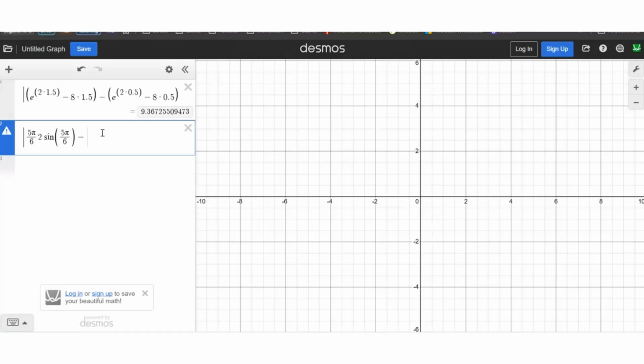Minus. That should have been plus. Yes, it is, because of the equation. Okay, yes. Minus, no, it's not 5 pi, it's pi over 6. Plus 2 sine. Yes, 2.094.